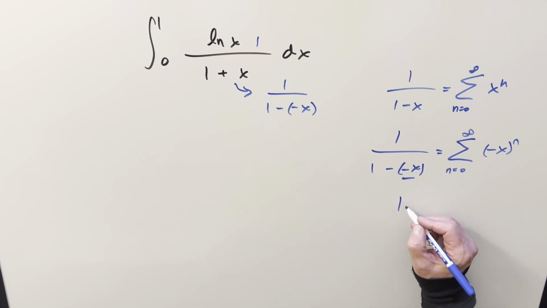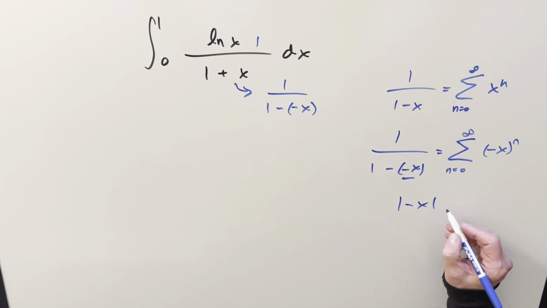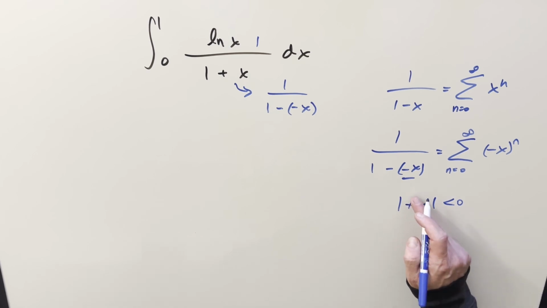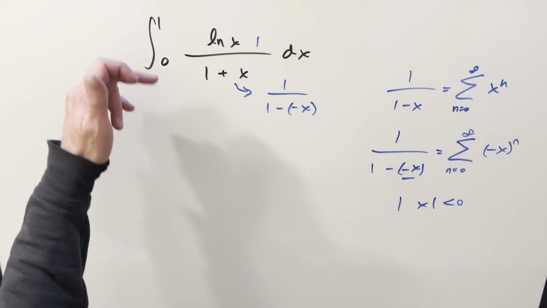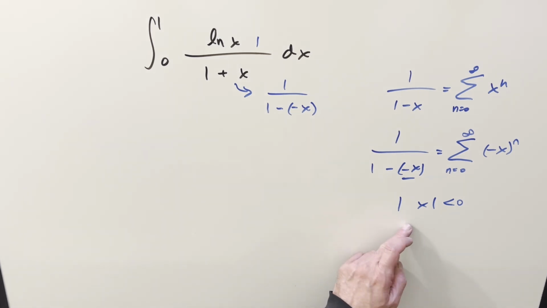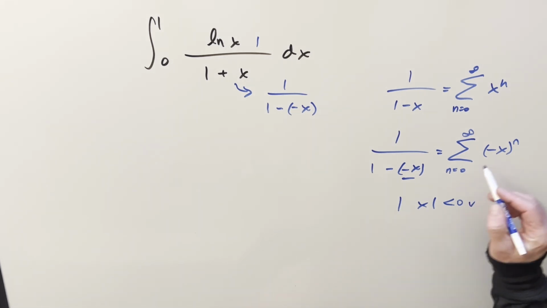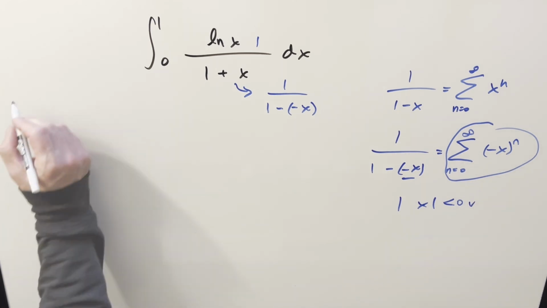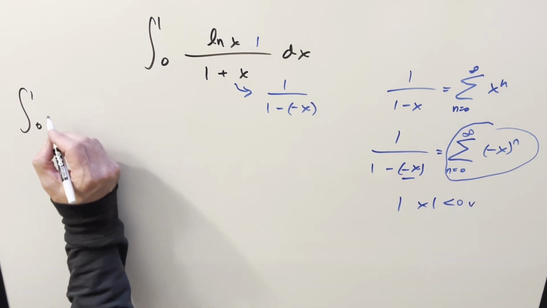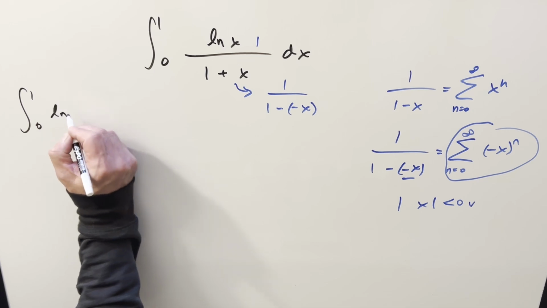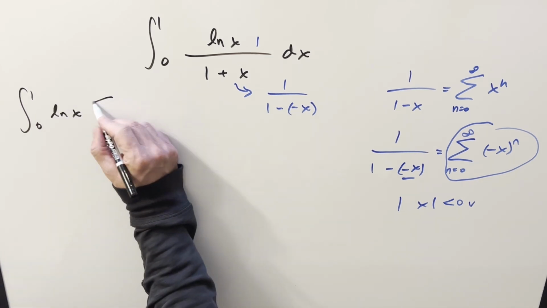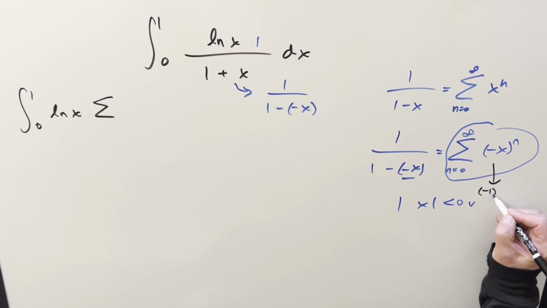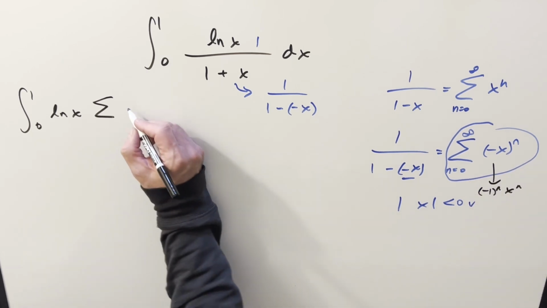For the convergence on this, we just need the absolute value of minus x to be less than 1. The minus sign doesn't matter inside the absolute value, and our bounds are from 0 to 1, so this is going to be fine. So we can take this and throw it back into the integral. Let's leave the natural log x in front, and for the sum part, minus x to the n, I can write this as minus 1 to the n times x to the n. So we'll just break it up like that.